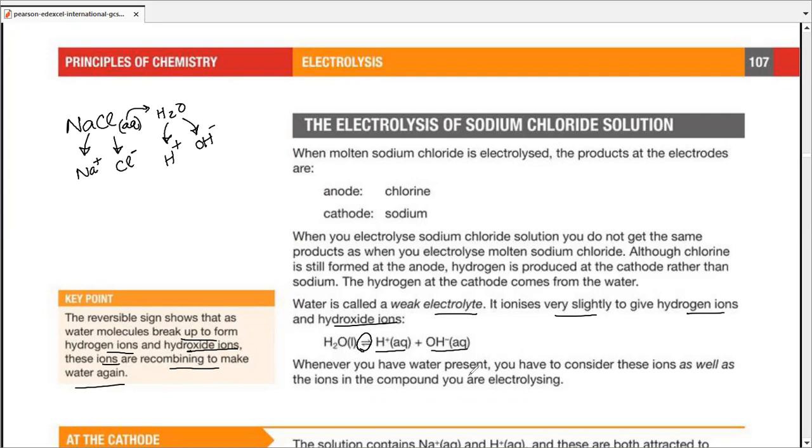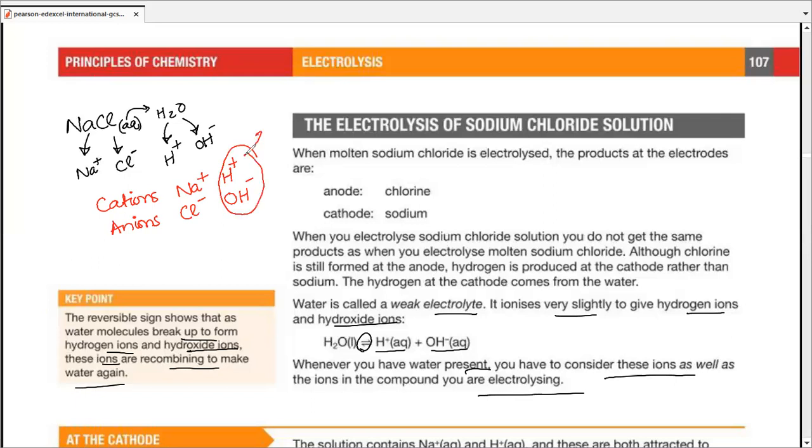So whenever you have water present, you need to consider these ions as well in the system. So now we have two cations. Take a look. If we talk about cations, we actually have sodium ions and hydrogen ions. If we talk about anions, we actually have chloride ions and hydroxide ions. And remember, these two ions are coming from water.